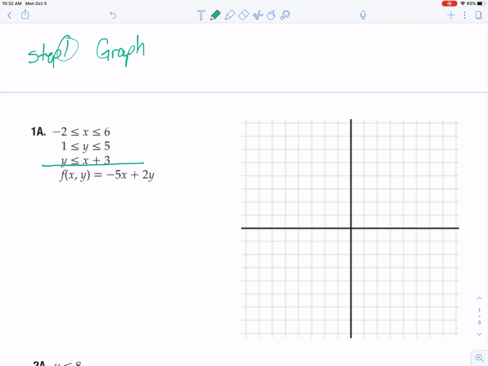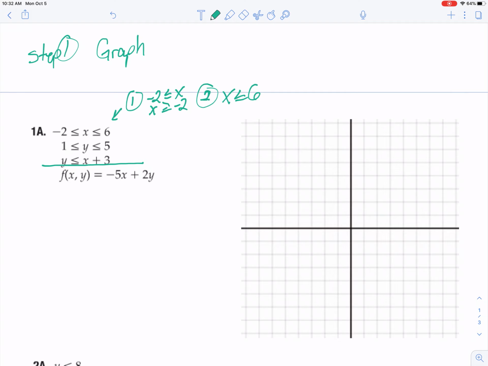Now what's interesting is when they give you vertical and horizontal lines, they're going to write it like this. That is actually two separate things to graph. The first one is -2 is less than or equal to x, which I don't really like seeing the x on the right. So if I rewrite that, that's x is greater than or equal to -2. And then the second equation is x is less than or equal to 6.